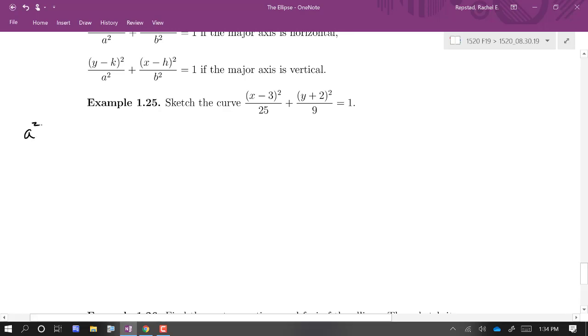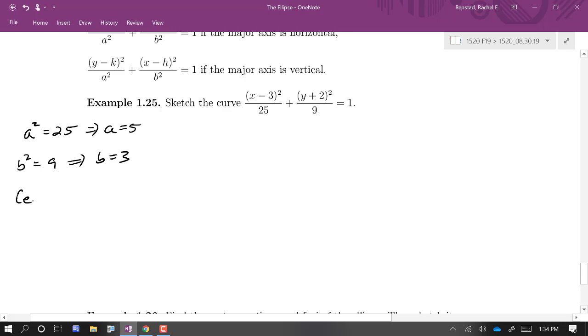What else? A squared equals 25. Mm-hmm. B squared equals 9. So we know A is 5. We know B is 3. What else do we know? The center is at 3, -2.